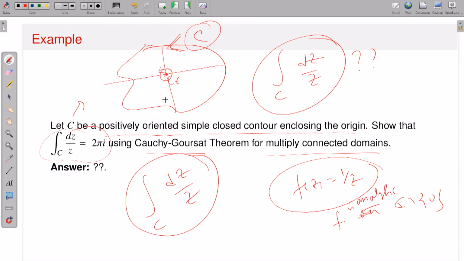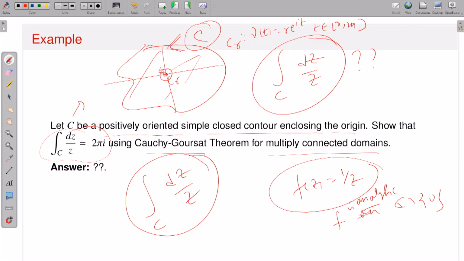Take any simple positively oriented closed contour, then in the interior you can always have a small circle of radius R and center 0. You can always have it, right? And suppose this is my circle CR. Now once we have a circle of center 0 and radius R, you know the parameterization. What is it? The parameterization is gamma of t equals r e to the power it, and t runs from 0 to 2 pi.